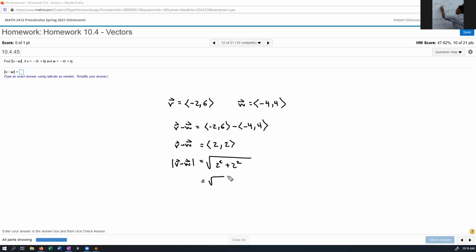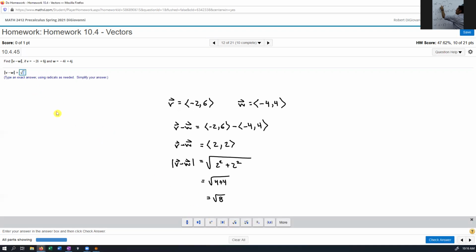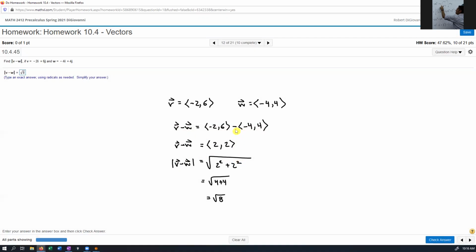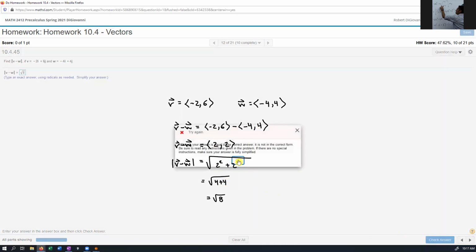So we get square root of 4 plus 4. So we get square root of 8. Whoa, what did I do wrong? I wrote something down wrong. V, negative 2 add 4. 6 take away 4, 2. Square root of, let's see, 2 squared is 4. 4 plus 4 is 8. What the heck? All right, I'm going to check the answer again because something isn't right.